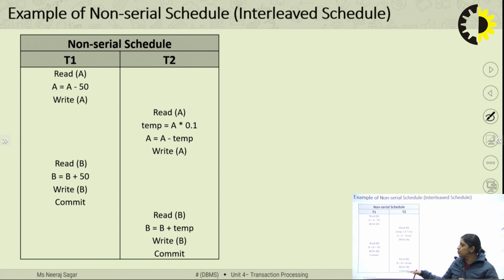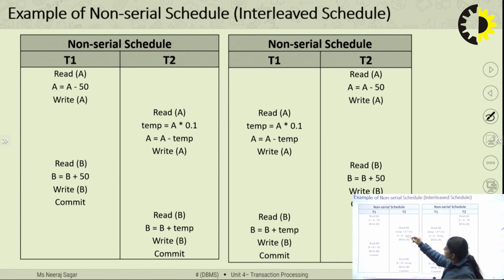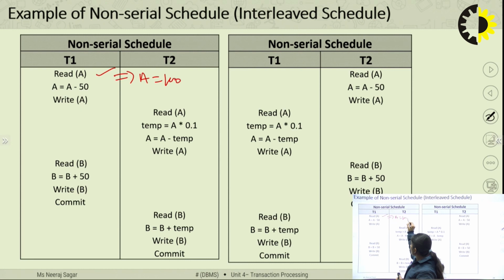Here there are two transactions, T1 and T2. First of all, we start from T1. Suppose we take the value of A as 100. Then we perform this operation, and whatever answer we get, we write A. Suppose here we get the value of A as 50. Then after this portion we start to execute this portion of T2.